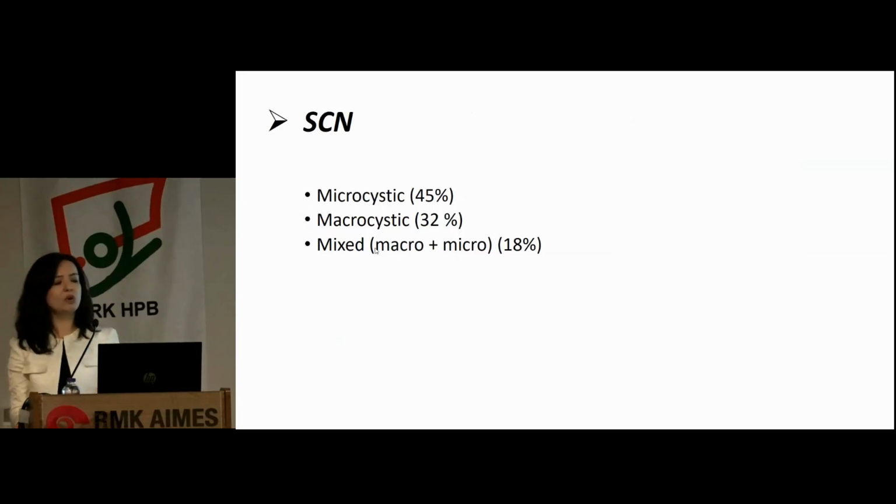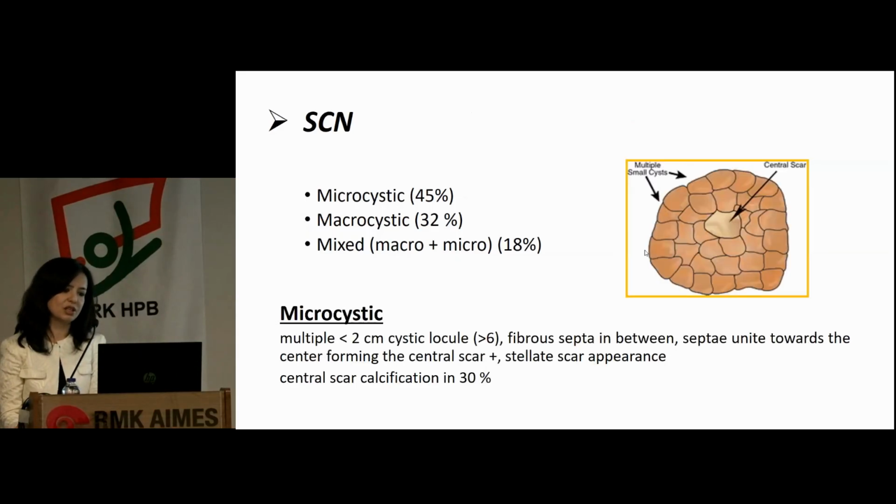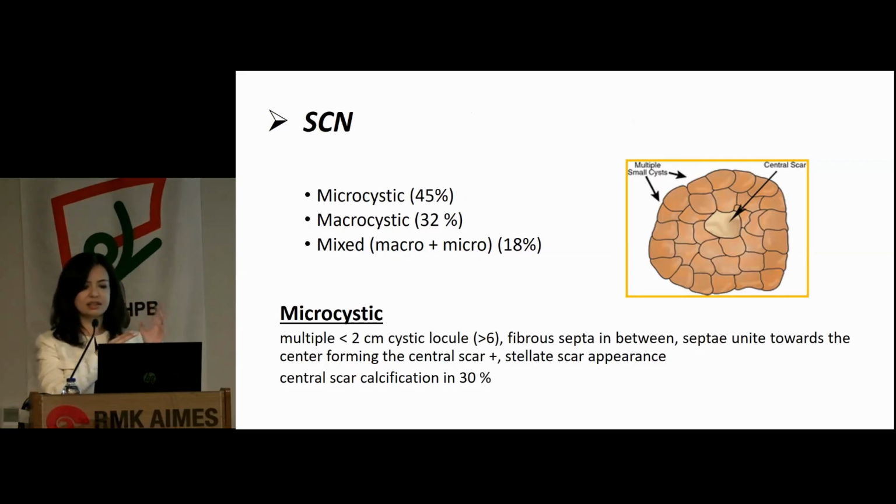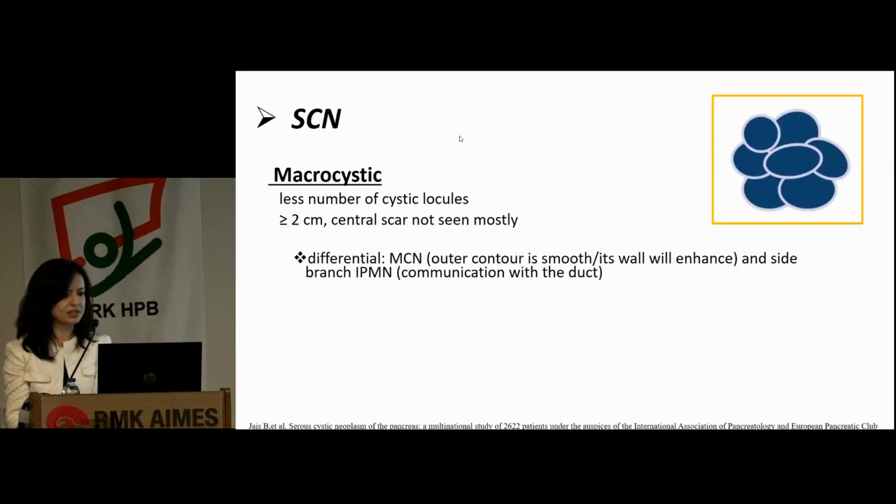There are three main morphologic subtypes, the most common being the microcystic pattern. In the microcystic SCN, one will see a lot of tiny cystic locules with septa in between, and these septa will enhance after contrast administration. In some of the patients, these septa unite towards the center to form the typical T2 dark stellate scar appearance, and it may be calcified in 1/3 of the patients.